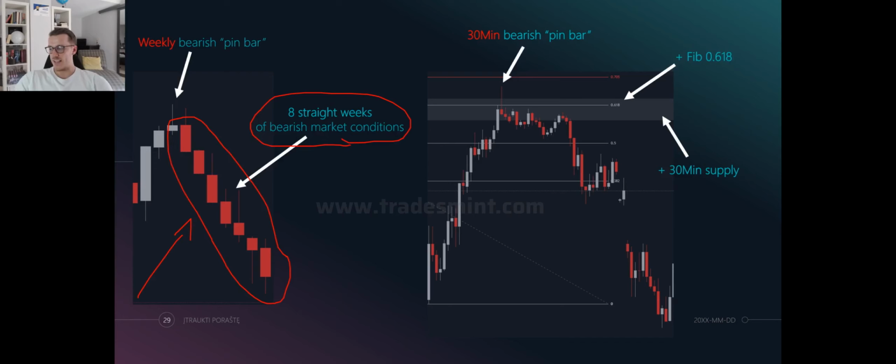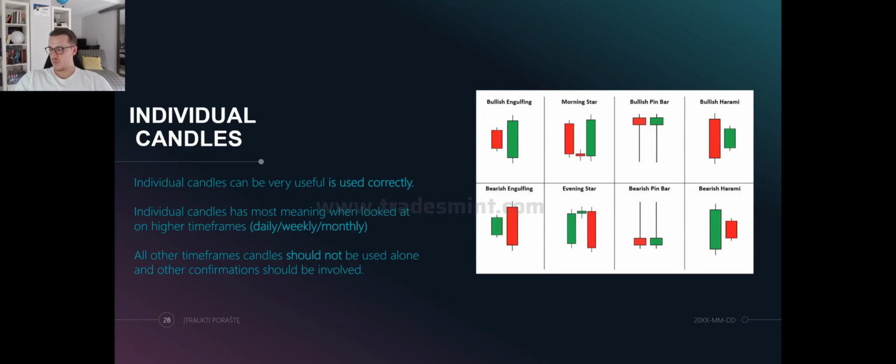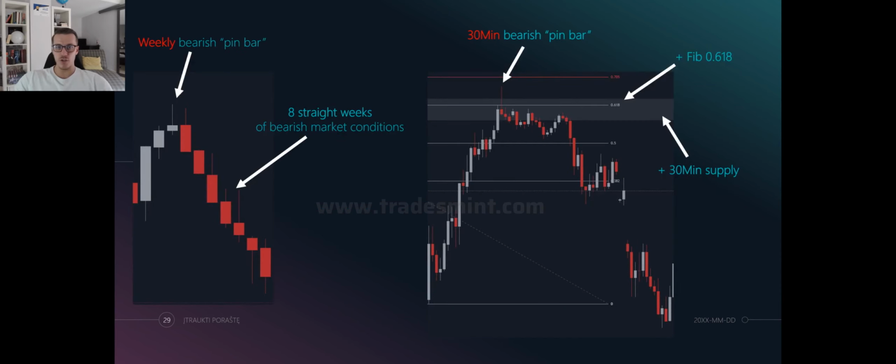Now, once I said, I want you to look at the previous slide very quickly. And what I said was, if it's lower than daily, all other time frame candles should not be used alone, and other confirmations should be involved. Now, if we look at a 30-minute bearish pin bar candle, we can see that it was supported by 0.618 fib and 30-minute supply.